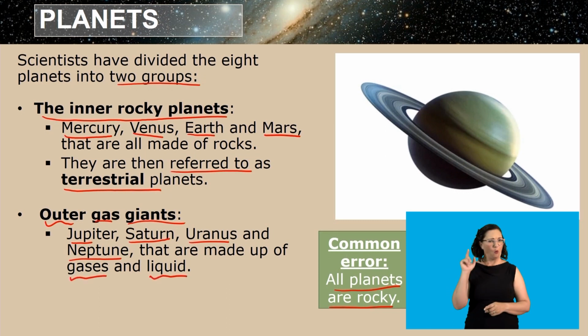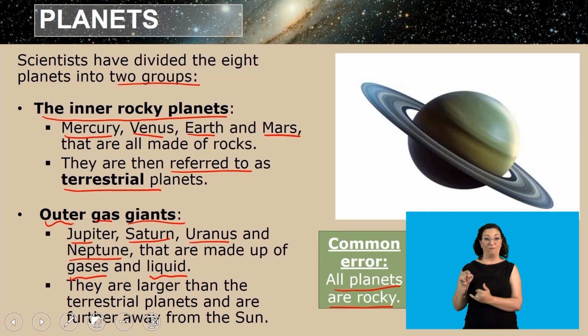So please do not think that all planets are rocky. We already mentioned that the only rocky planets that we have are Mercury, Mars, Earth, and Venus. And then the outer gas giants, which are the gaseous planets, are Jupiter, Saturn, Uranus, as well as Neptune. All right, I hope we are still together there. And these outer gas giant planets are larger than the terrestrial planets and are further away from the sun.